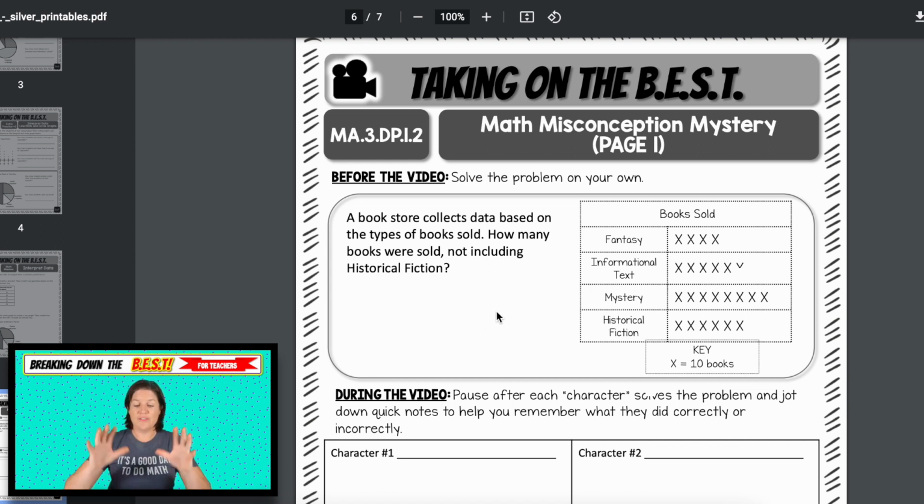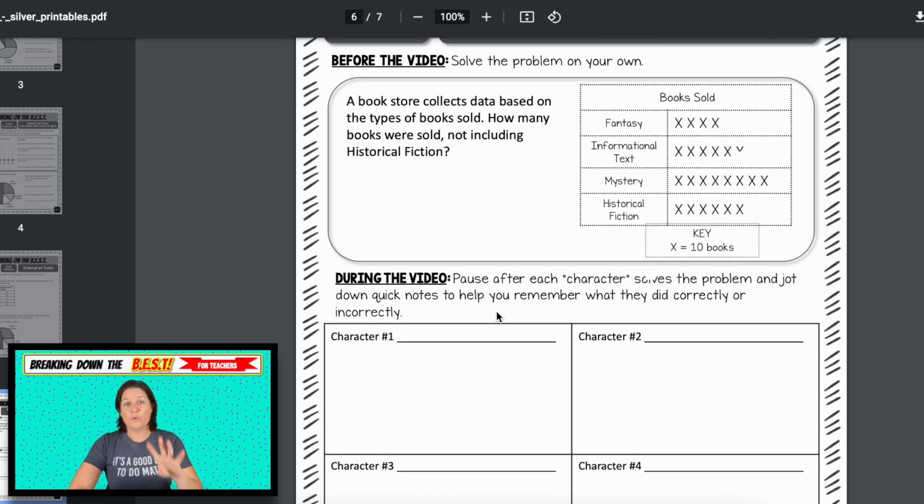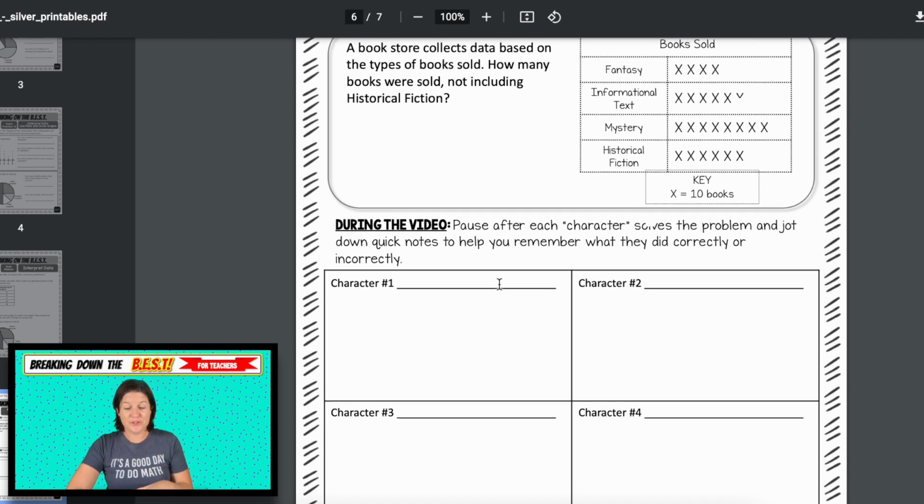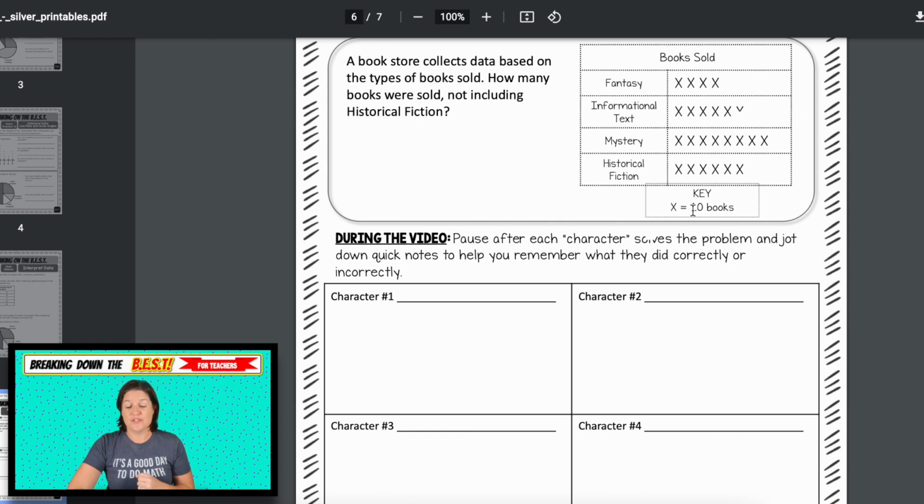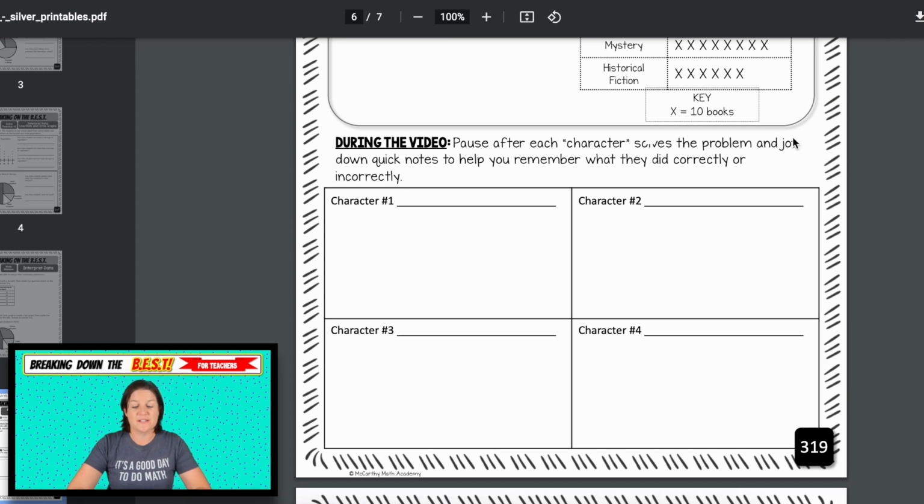Okay, this is kind of a confusing question if you're not reading it carefully, which is the mistake that students make. So students will solve this on their own, and then they will watch as 4 other characters solve this same problem. These characters are just me dressed up in silly costumes solving this problem. 3 of the characters are going to make mistakes that students commonly make. So you better believe that one of them is going to be just counting up how many for historical fiction because they saw historical fiction, right? Or counting up just the x's that are there, not understanding that they actually represent 10, or making a mistake that this half of an x looks weird, so it's got to equal 10 too. So you'll see in the video that the characters make mistakes that students commonly make.